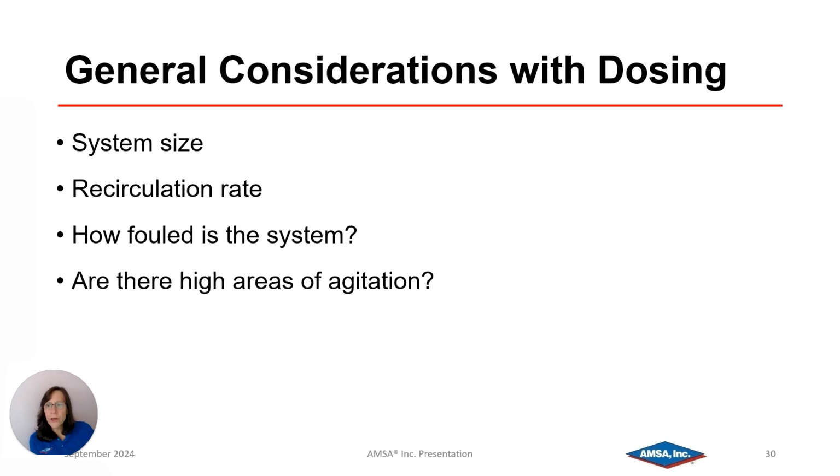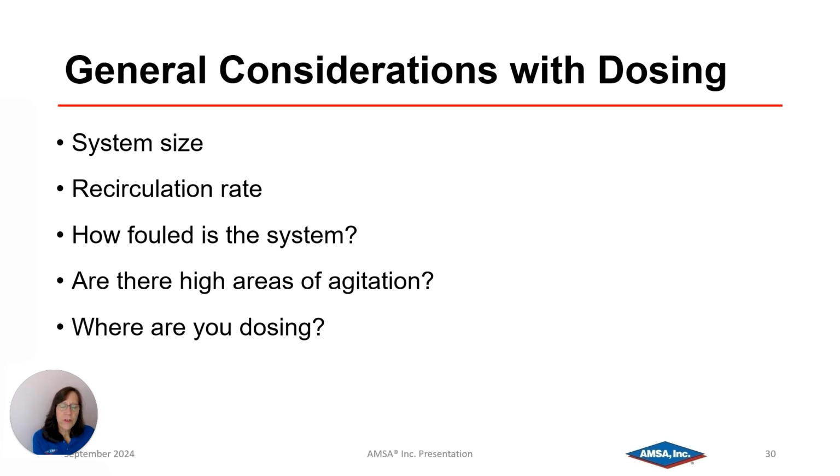Also note, are there areas of high agitation? We know that foaming occurs when you have high levels of organics as well as mechanical mixing of air into the system or into the water. So, in this case, if you have a high level of agitation, you may be concerned that you will generate more slurry or more foam, and in this instance, cut back the concentration of chemistry.